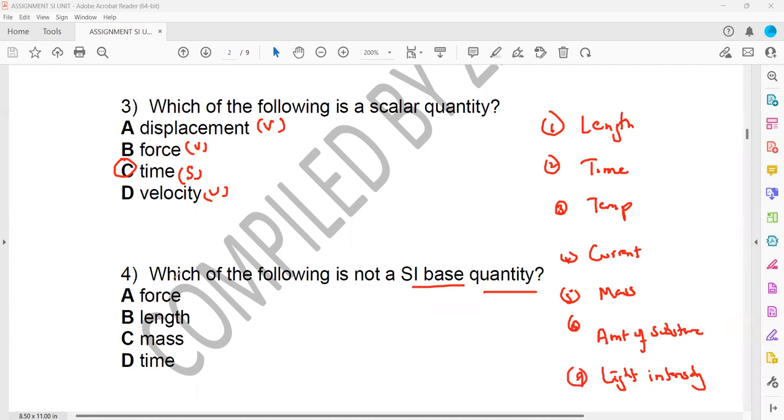So when we check, force does not belong to this one. There is a length, there is a mass, there is time, but force does not belong to this. So it means force is not a base quantity, force is a derived quantity. So any quantity other than these 7 refers to a derived quantity and their units are known as the derived units.